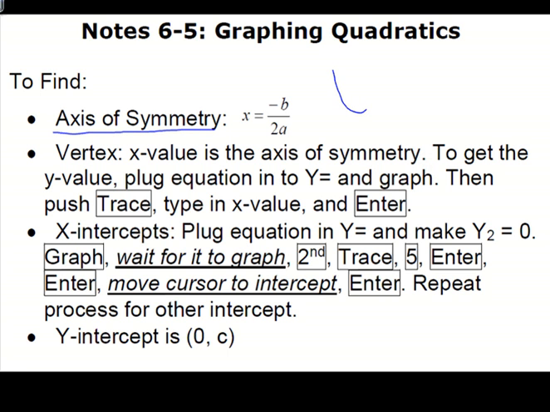If I have a parabola, my axis of symmetry goes right down the middle and divides it in half.